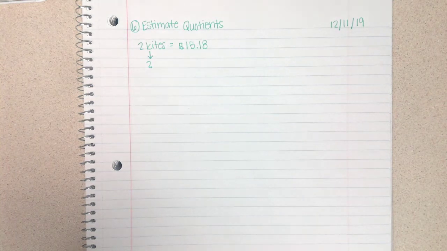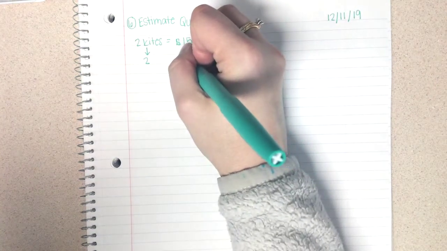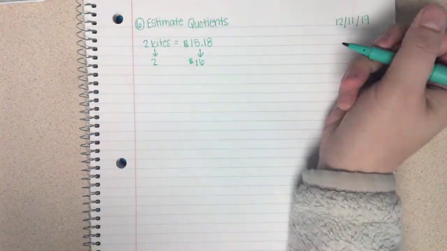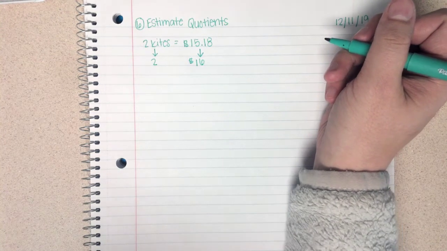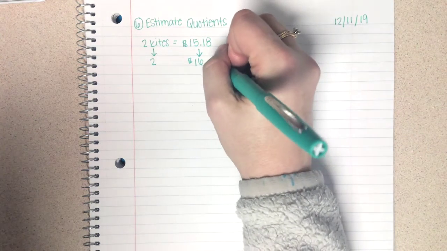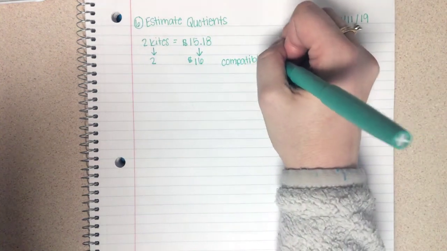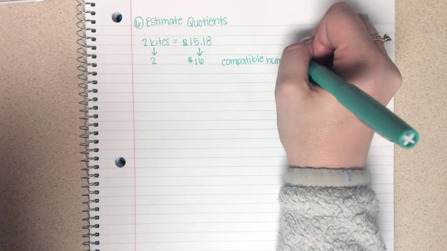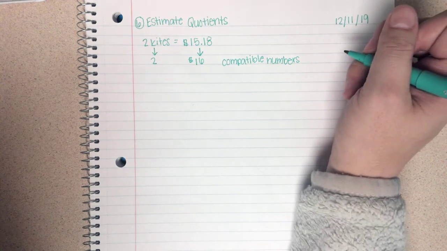Okay. I'm going to go ahead and estimate my $15.18. Remember, today you are not doing the actual answer. You're going to go ahead and do an estimate, okay? So I'm going to estimate this to, let's just say $16. Off the top of my head, I think 16 and 2 are pretty compatible numbers, okay? So these are what we call compatible numbers, which basically just means that they are easy to multiply or divide or whatever it may be. They're compatible, they're easier to do together.